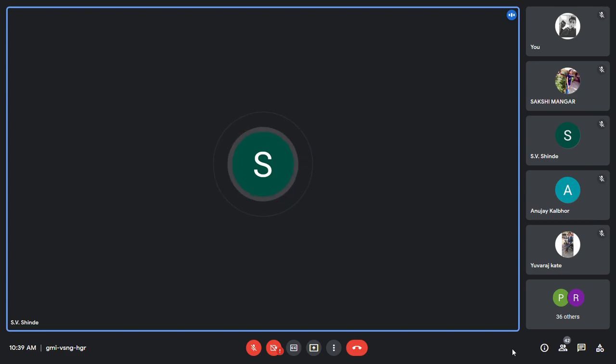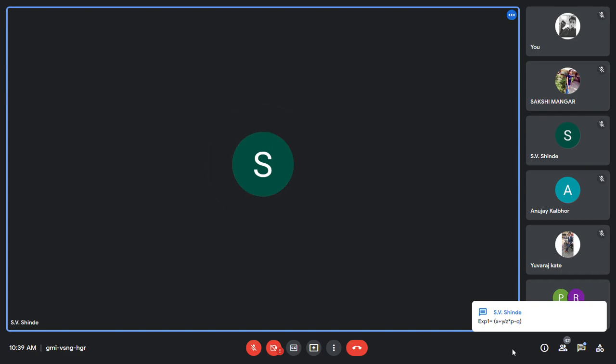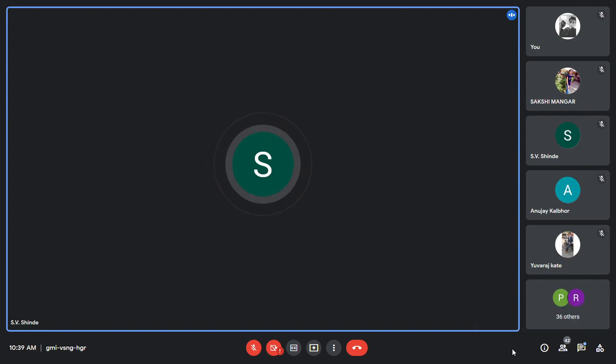Yes, participants, I'll put the expression in the chat box. You have to convert it into, an infix expression is given. Prefix and postfix notations of the same are to be generated, and you have to put them in the chat box. Don't worry about its accuracy, but you should try and put it in the chat box.